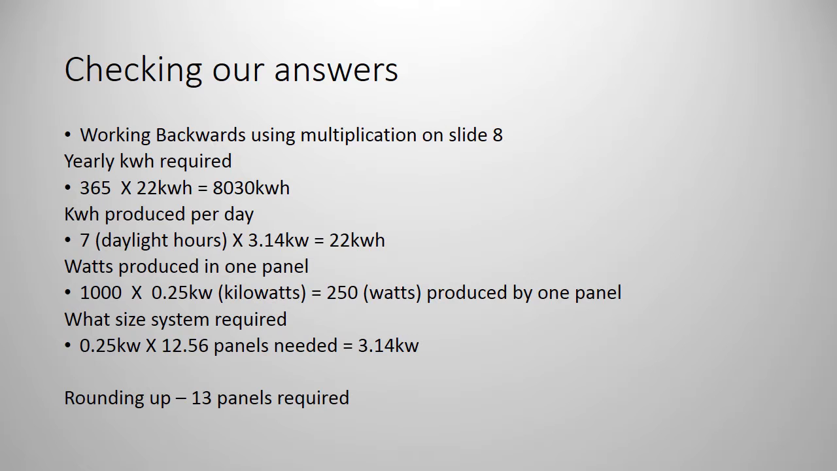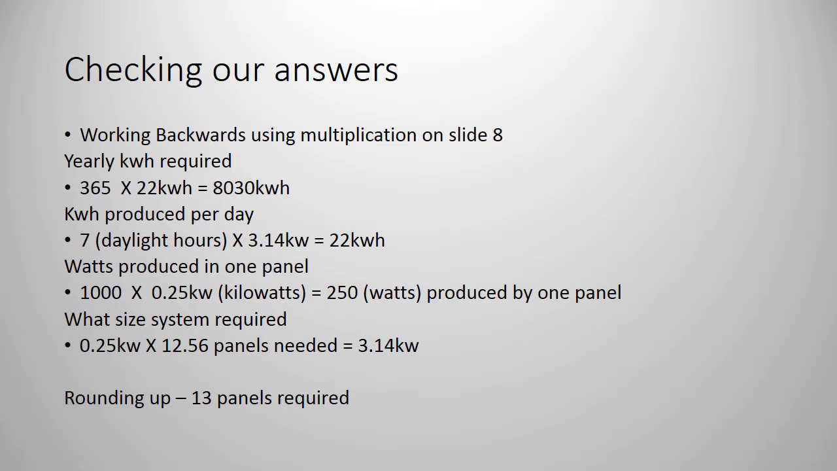Here's how we check our answers. Working backwards using multiplication on slide 8. Yearly kilowatts required, 365 days times 22 kilowatt hours will give us 8,030 kilowatt hours. Kilowatt hours produced per day, 7 daylight hours times 3.14 gives us 22 kilowatt hours.